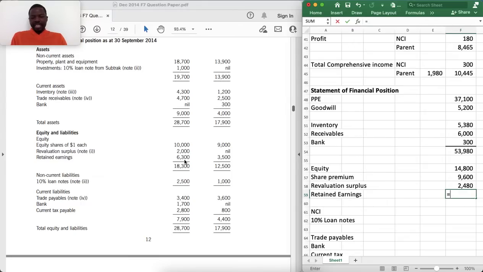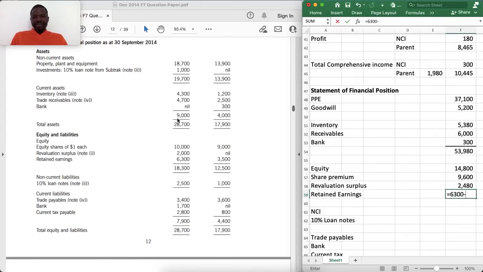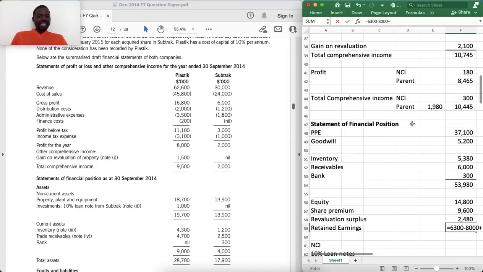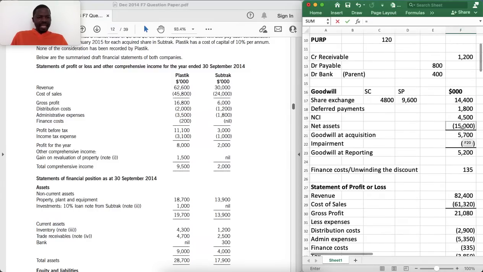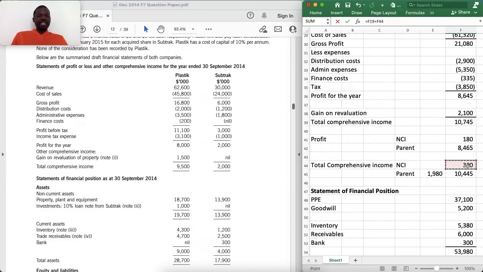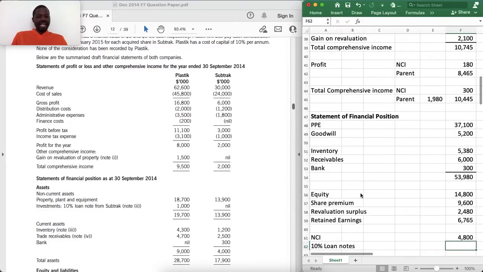We use the same principle for the retained earnings. The parent reported 6,300 like that. We need to less this 8,000 for the retained earnings and add the retained earnings attributable to the parent. This is the figure here. We get that. Then for NCI, we'll simply say NCI at acquisition plus the total comprehensive income attributable to the NCI, that is 300, like that.